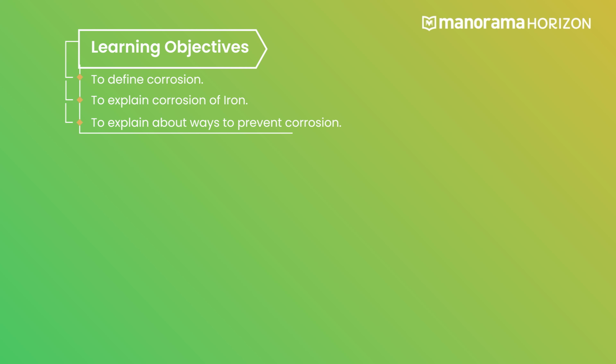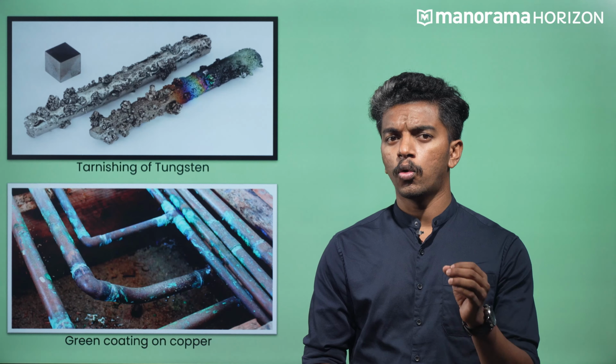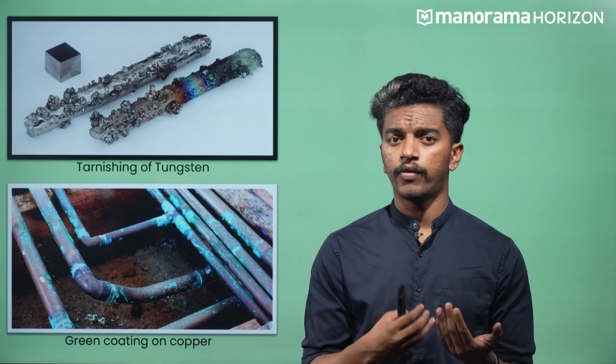I don't want to tell you about where you can see corrosion around you. At least once in your life, you might have encountered corroded rails, vehicles, etc. In this video, we will talk about corrosion. One misconception about corrosion is that it occurs only on iron since we see rusting of iron.